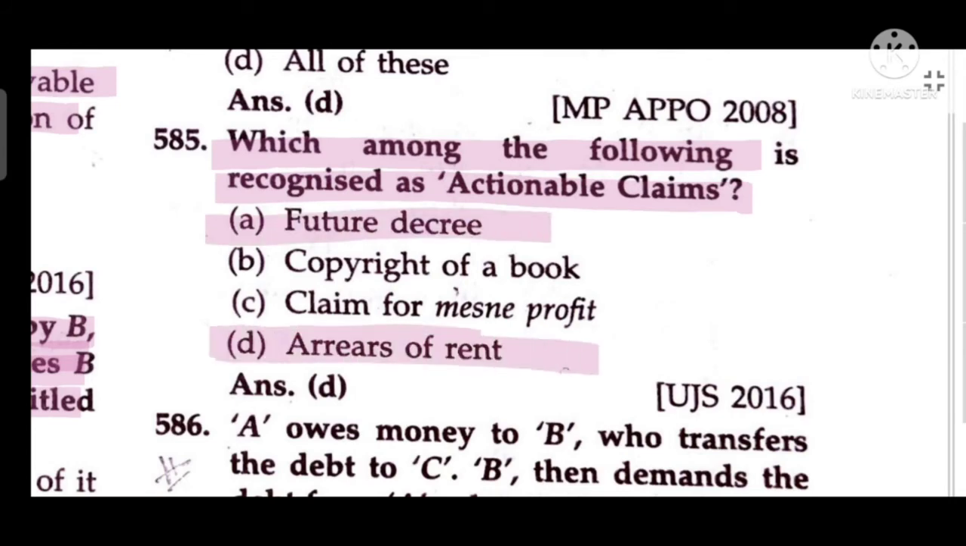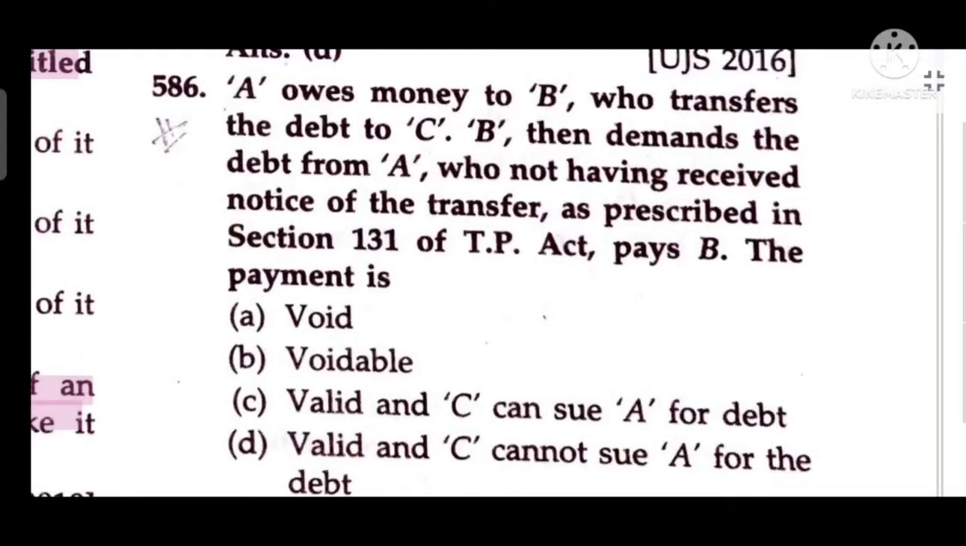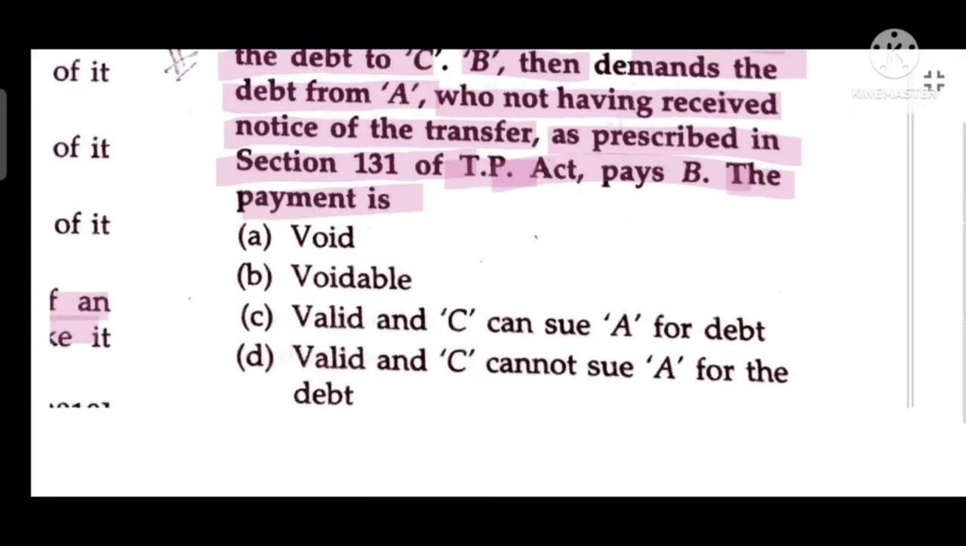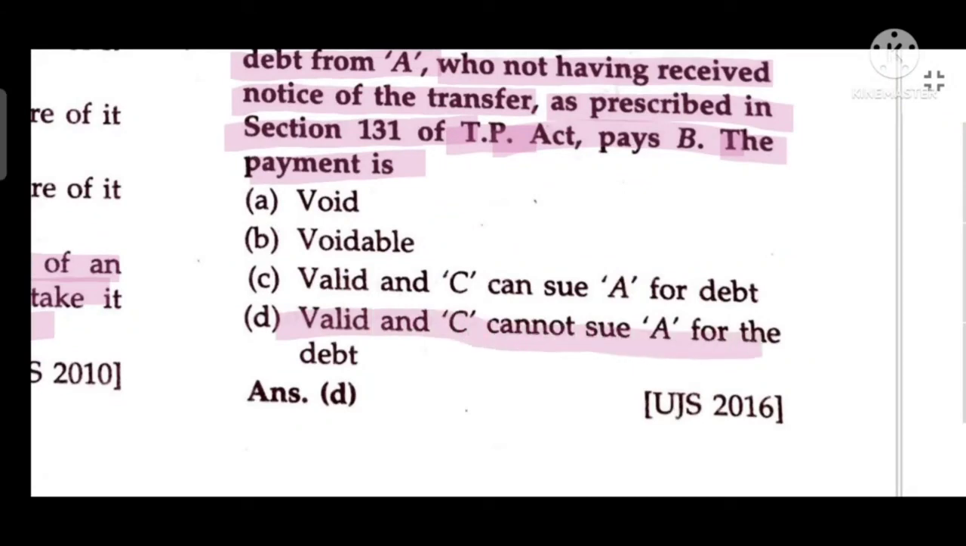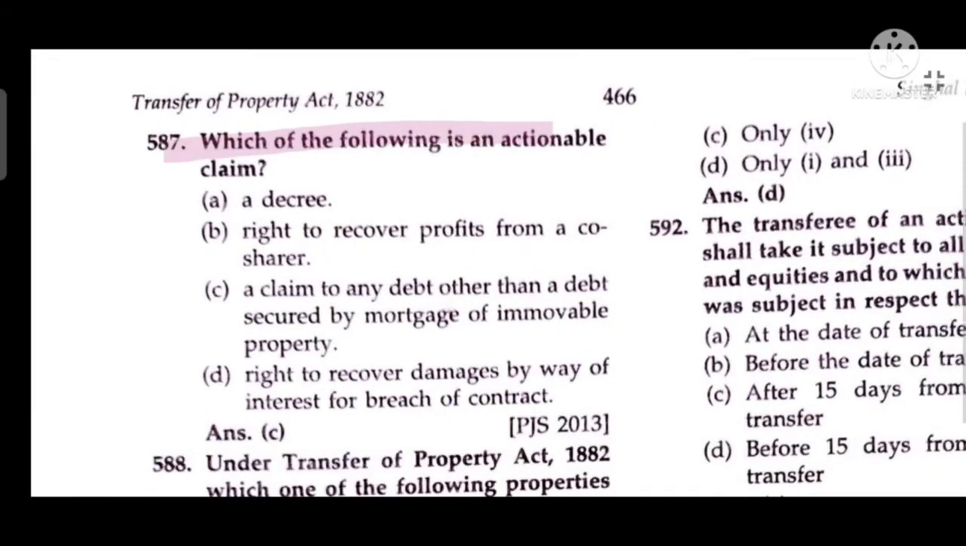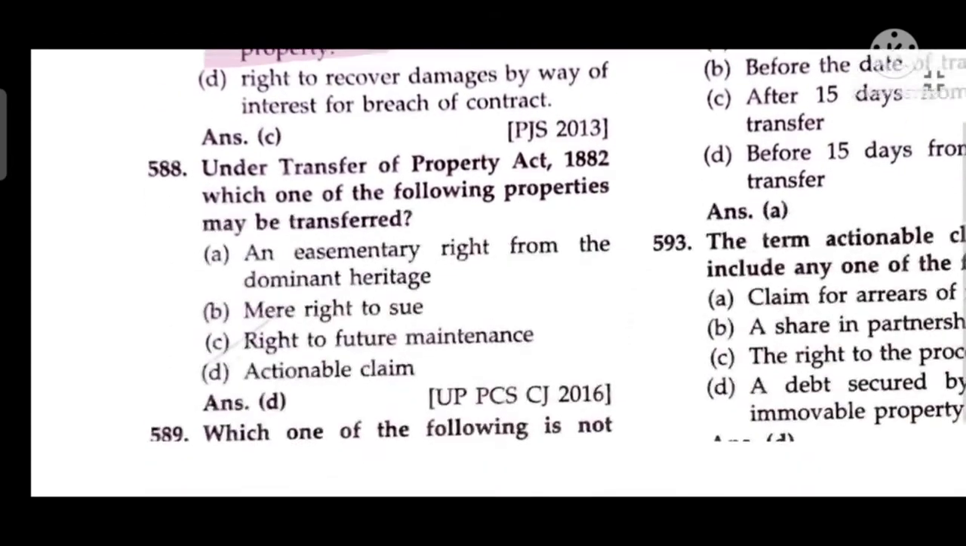Arrears of rent. A owes money to B, who transferred the debt to C. B then demands the debt from A, who has not received notice of transfer as prescribed in Section 131 of the Transfer of Property Act, and pays B. The payment is valid and C cannot sue A for any debt. Which one of the following is an actionable claim? A claim to any debt other than a debt secured by the mortgage of immovable property.